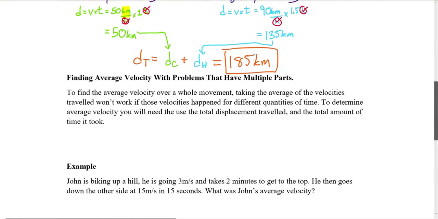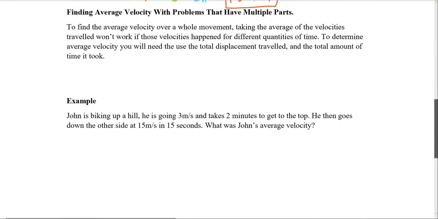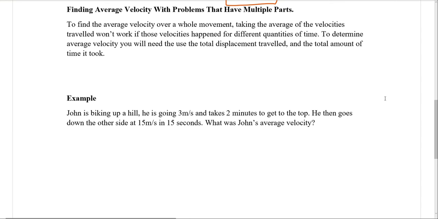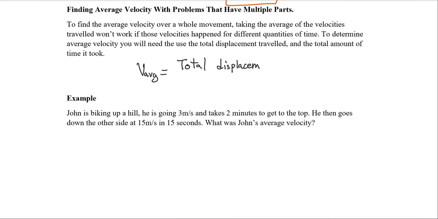Where it can get challenging is when you have to find the average velocity when there are multiple parts. To find that average velocity of the whole movement, you can't just take the two velocities and average them out. That won't end up working. What you have to do is find the total distance and divide by the total time. That's how you determine your average velocity.